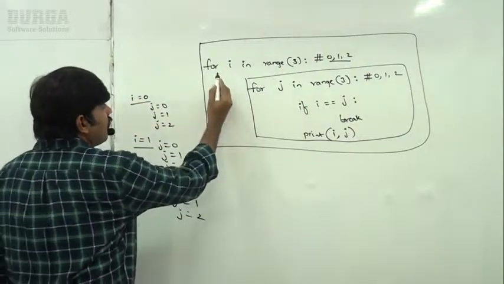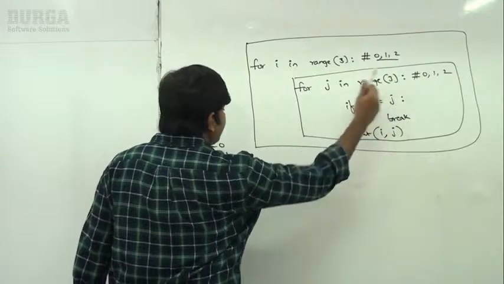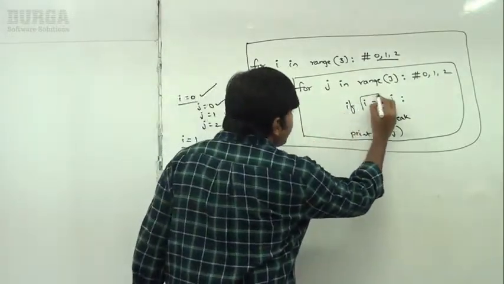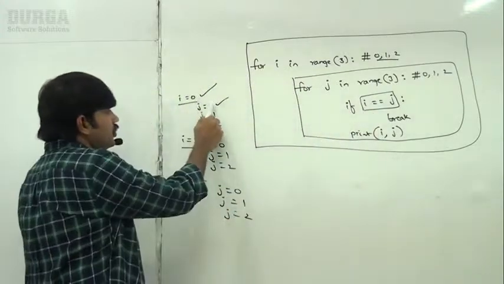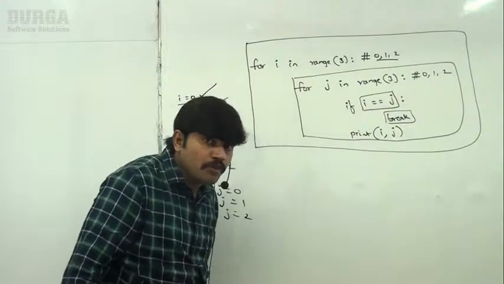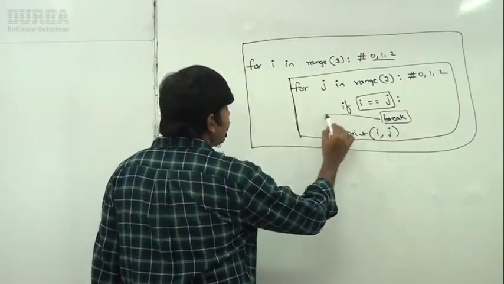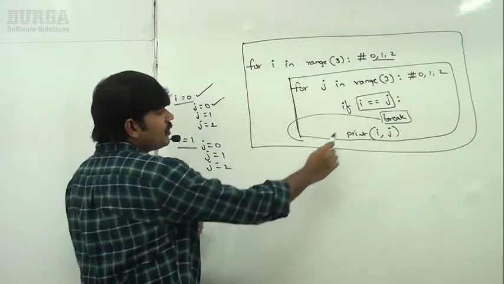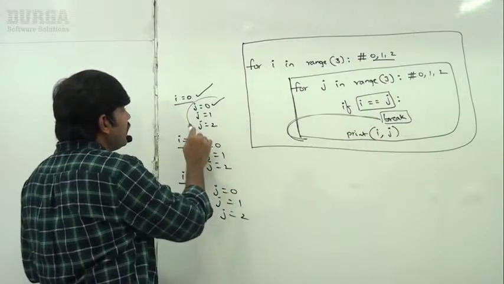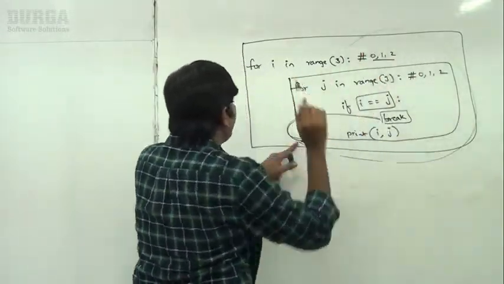Okay. So now for i in range(3), the i value is 0. Now for j in range(3), j is 0. i is 0, j is 0. Are i and j both the same or not? Yes, 0, 0. If both are the same, it means a break statement. So which loop is going to break? Only the inner loop is going to break, sir. Now the control is coming here. If the control is coming here, it means this inner for loop completed. Now go for the next iteration of the outer for loop.